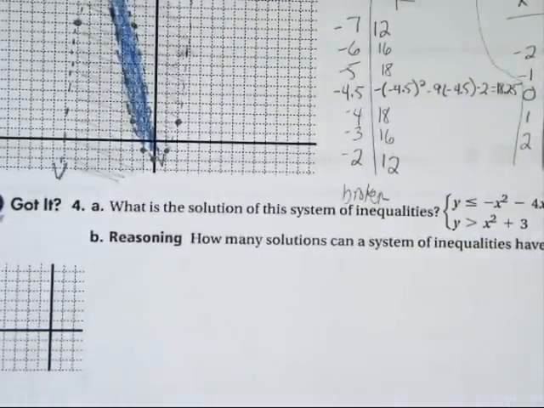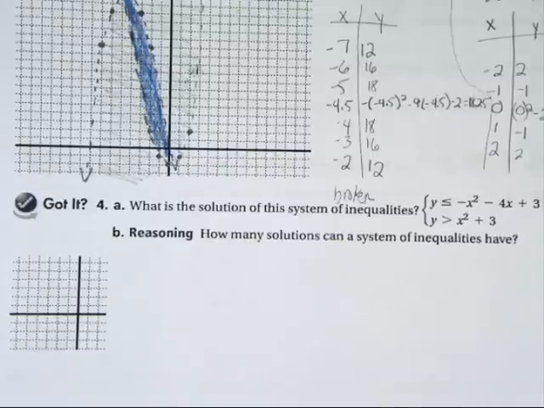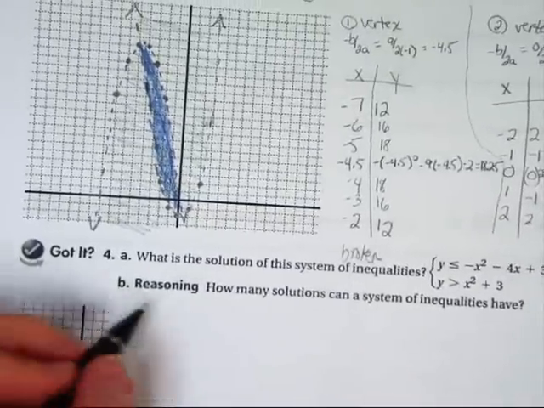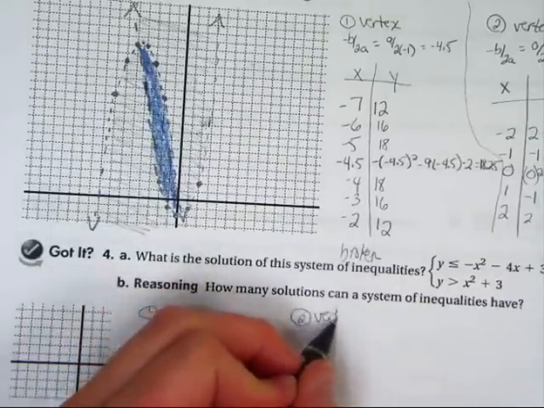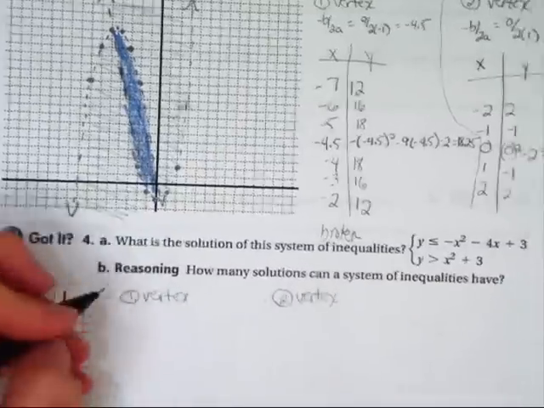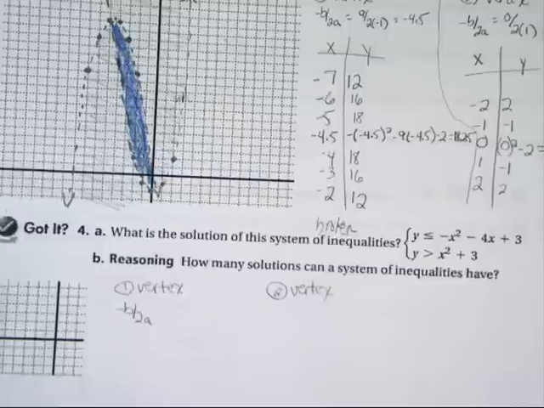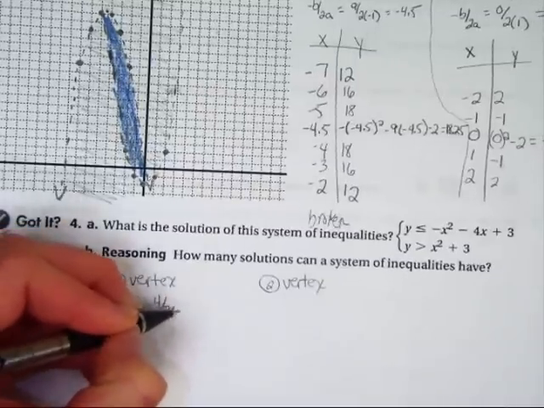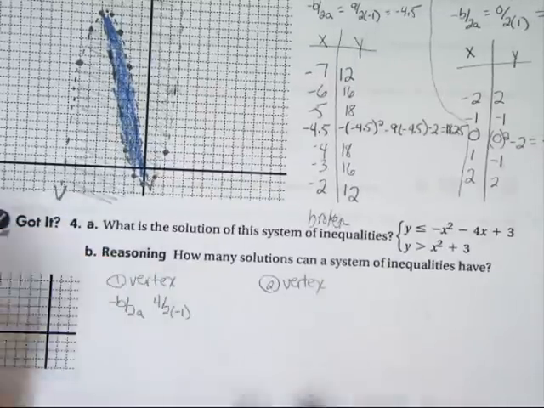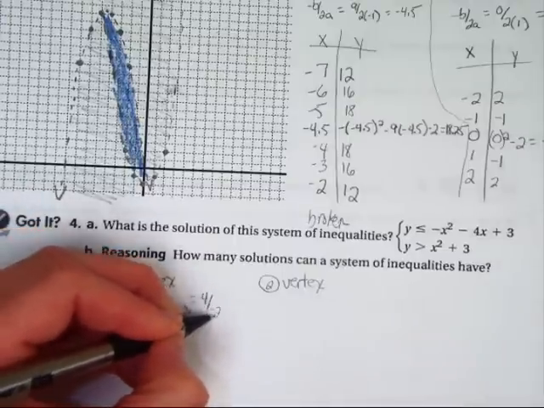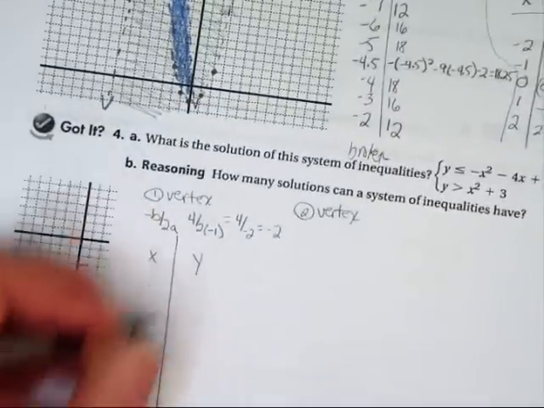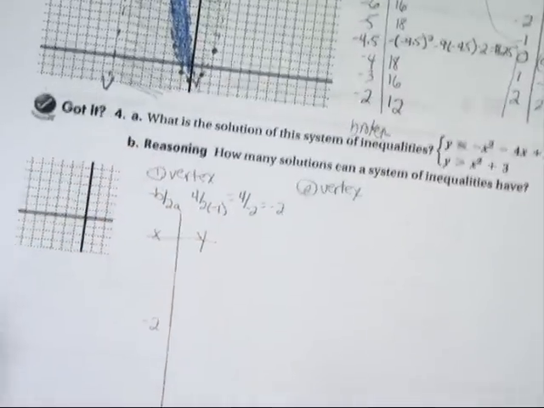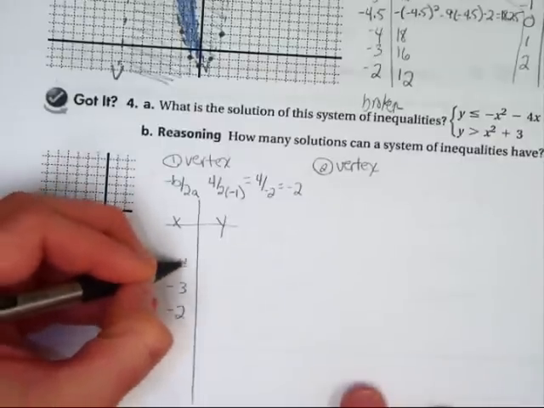The next one's going to be a little bit easier. Same type of situation. And we need to make sure that for number 1, we find the vertex. And for number 2, we find the vertex. The vertex is negative b over 2a. So that's a positive 4 over 2 times negative 1, because negative b is negative negative 4. That's 4 over negative 2, which is a final answer of negative 2. Make your xy chart. Put negative 2 in the middle and surround it a little lower and a little higher.